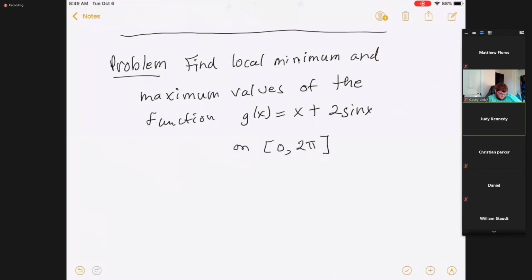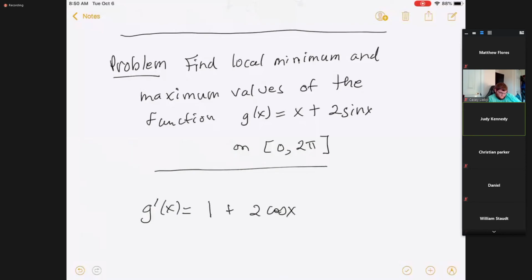local minimum and maximum. So for this, again, what I want to do is take the derivative and then find all the places where the derivative is equal to 0 and where it's not defined, because then I will know when g prime is positive and when it's negative. I'll know the intervals on which g prime is positive and the intervals on which g prime is negative. Okay, so that means I need g prime. It's just 1 plus 2 cosine of x.